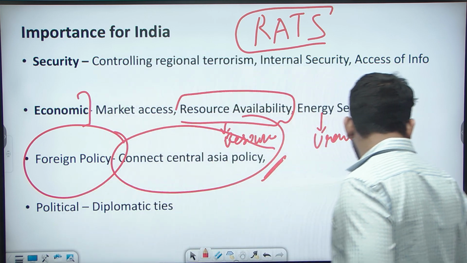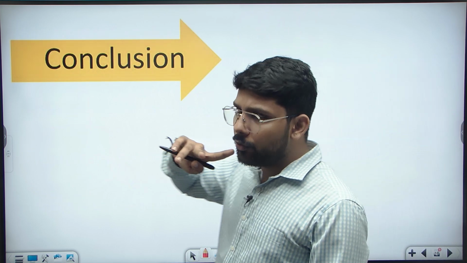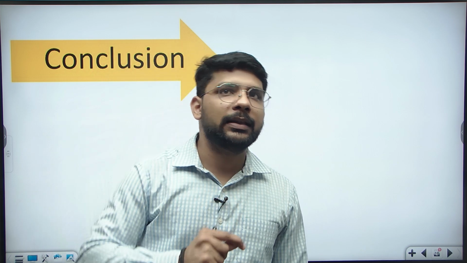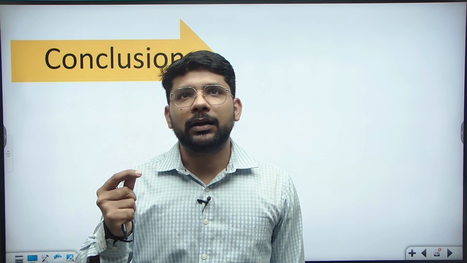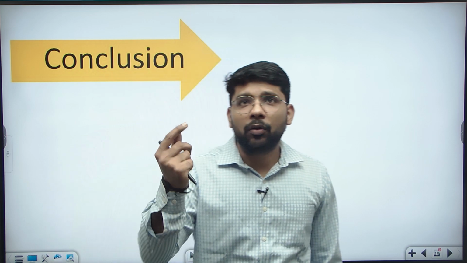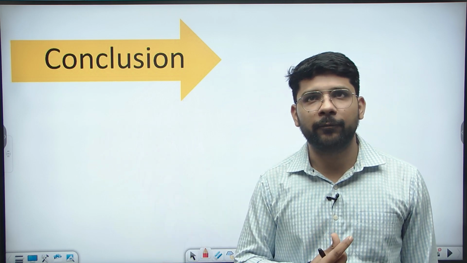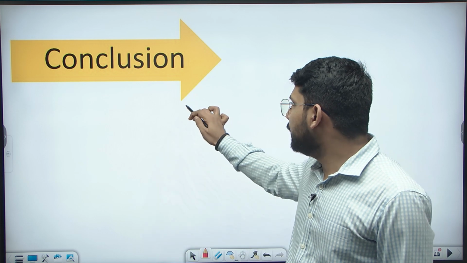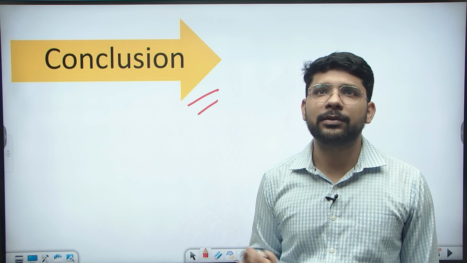Now let's come to the next part, the conclusion. We discussed two parts. One part was the critical analysis of the aims and objectives of the SCO, and in the second part we discussed how the SCO is helpful, the advantages for India. These are the two main core demands of the question. Now in the last part, we will write a balanced conclusion.